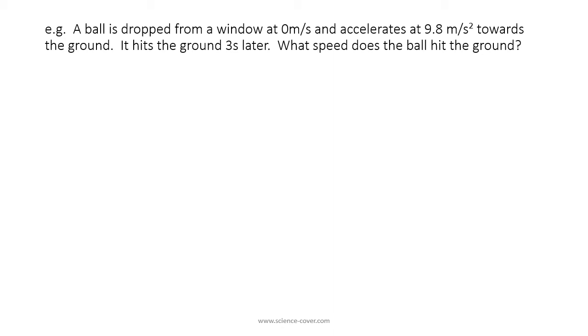Well, in this question, we are trying to calculate v, the final velocity of the ball. And we know from our equation that v must be equal to at plus u. We're told in the question that the acceleration of the ball a is 9.8 meters per second squared. The initial speed of the ball u is 0 meters per second, and the time the ball was falling was 3 seconds.